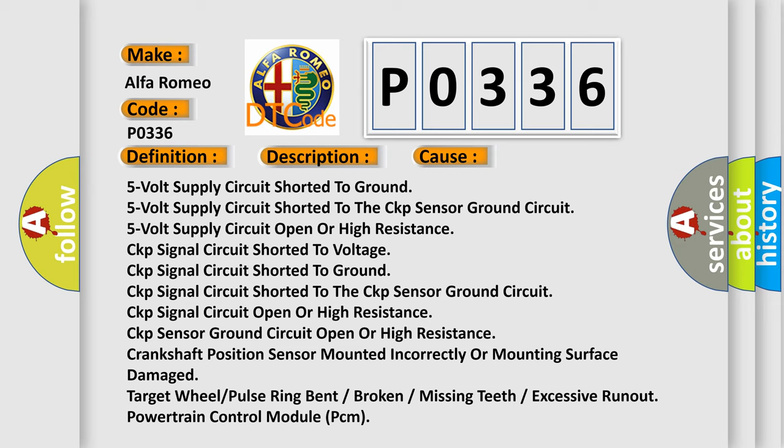This diagnostic error occurs most often in these cases: 5-volt supply circuit shorted to ground, 5-volt supply circuit shorted to the CKP sensor ground circuit, 5-volt supply circuit open or high resistance, CKP signal circuit shorted to voltage, CKP signal circuit shorted to ground, CKP signal circuit shorted to the CKP sensor ground circuit, CKP signal circuit open or high resistance, CKP sensor ground circuit open or high resistance, crankshaft position sensor mounted incorrectly or mounting surface damage, target wheel pulse ring bent, broken, missing teeth, excessive runout, powertrain control module PCM.